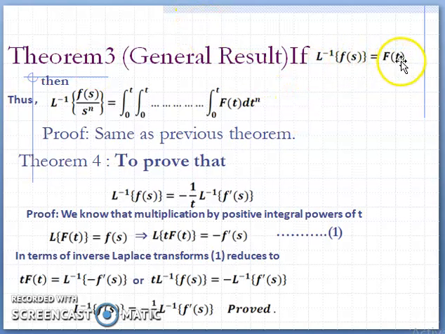If L inverse of F(s) equals f(t), then consider L inverse of F(s) divided by s to the power n. We have already proved the first case, F(s) divided by s to the power 1, and the second case, L inverse of F(s) divided by s square. And here is the general result: L inverse of F(s) divided by s to the power n equals the n-fold integration from 0 to t of f(t) dt to the power n. You can easily prove it as in the previous theorem.